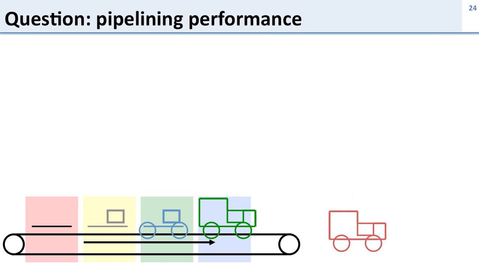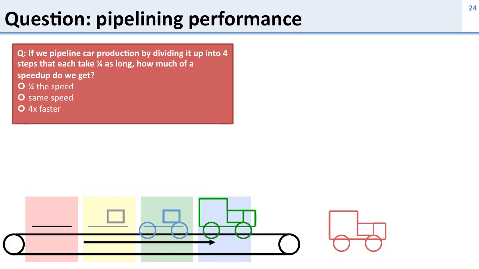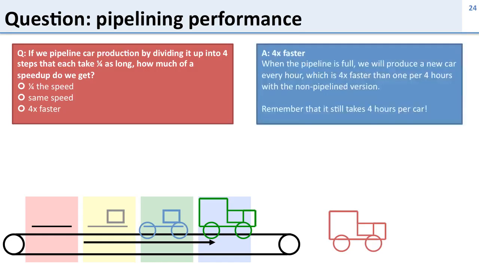So here's a question about pipelining performance. If we pipeline a car production by dividing up into 4 steps that each take a quarter as long, how much of a speed up do we get? Well, we can run 4 times faster. When the pipeline is full, we'll produce a new car every hour, which is 4 times faster than what we had with the serial production, where we produced 1 car every 4 hours. But it's important to keep in mind, it still takes 4 hours per car. It's just that on average, we produce 1 car every hour.